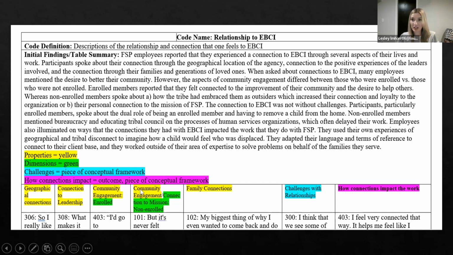You'll notice community engagement is a code, or a property, I should say, that we elevated. It was first a code that we elevated to a property when we actually found a range in community engagement. And this differed based on whether somebody was an enrolled member of the tribe versus a non-enrolled member. So you can see that our range fell there, and we really highlighted that and said, oh, we found a dimension here in our data. Challenges with relationships came up as well, which we're going to add to our conceptual framework. And then ultimately, we wanted to answer the question: how do these connections and relationships impact the work?